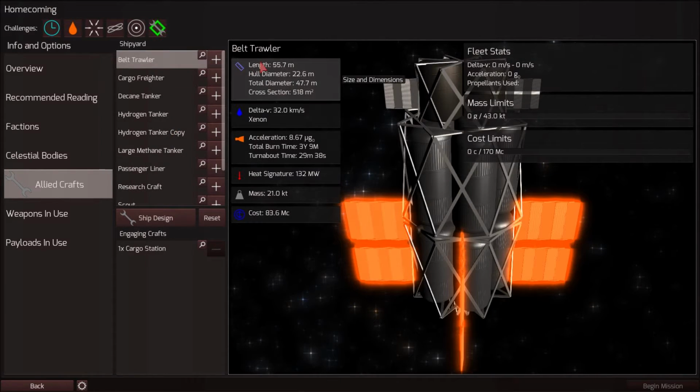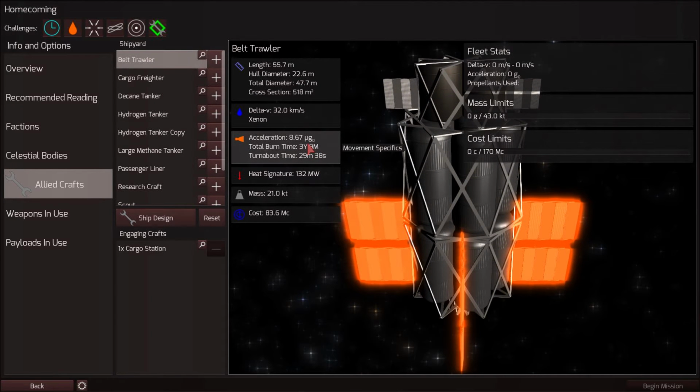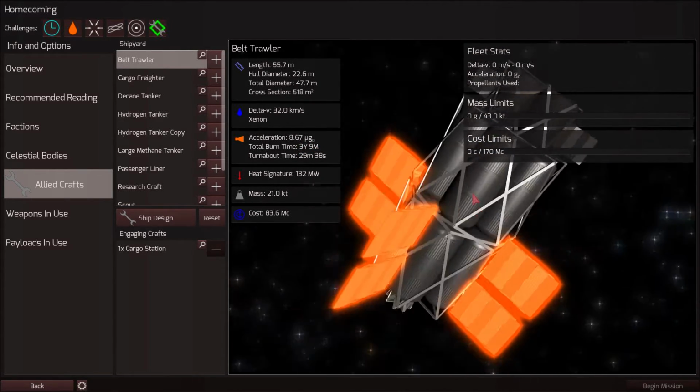We have the Belt Trawler, for instance, with a sizable Delta V budget of 32 kilometers per second, but only an acceleration of 8.67. I'm not sure what that unit is. I guess that's micro. I don't know what that is. In contrast to the cargo freighter, which only has 9.75 kilometers per second of Delta V, but a much greater amount of acceleration. Now, for doing things like planetary transitions, I feel like this acceleration is kind of low. In fact, I've tried using the Belt Trawler on this mission and didn't have much success.